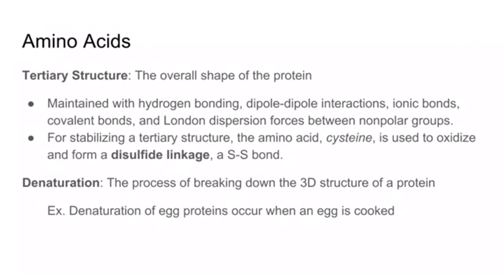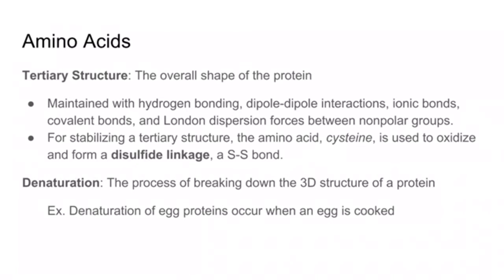Next, we have the tertiary structure, and it is just the overall shape of the protein. The tertiary structure is maintained by hydrogen bonding, dipole-dipole interactions, ionic bonds, covalent bonds, and the London dispersion forces between the nonpolar groups. To stabilize a tertiary structure, you use the amino acid cysteine, which is oxidized to form a disulfide linkage, which is an S-S bond.